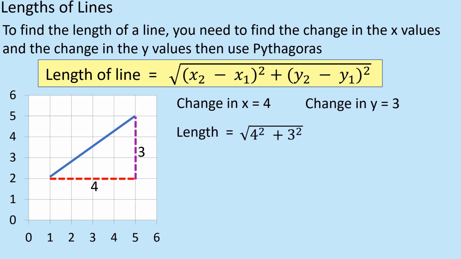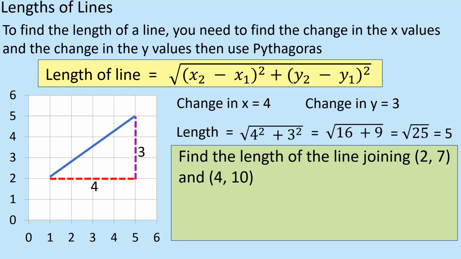So the length is the square root of 4 squared plus 3 squared. This isn't applying the rule just yet. It's just using the fact we've measured it along there and up there, in terms of x and y. So 4 squared is 16, 3 squared is 9, so 16 plus 9 is 25, and the square root of 25 is, of course, 5. So that's going to be the length of that line.